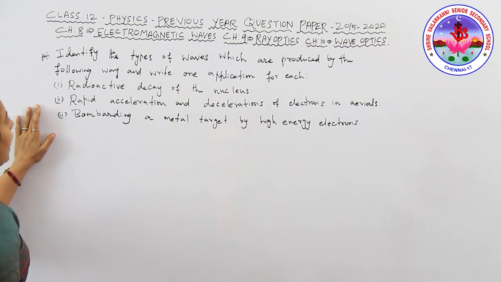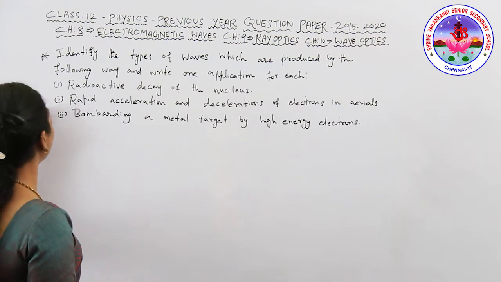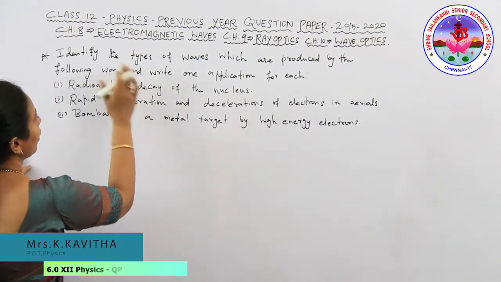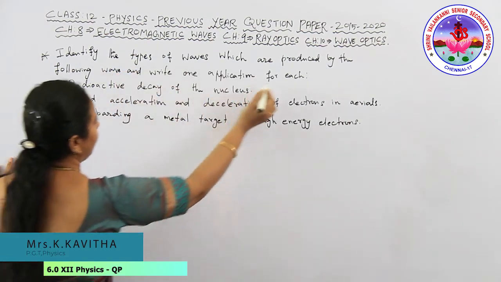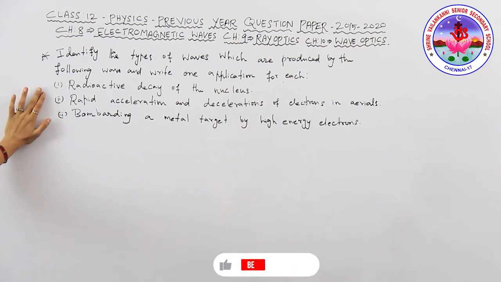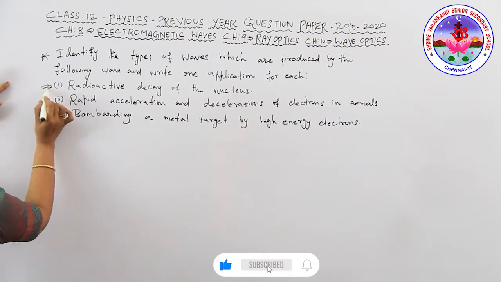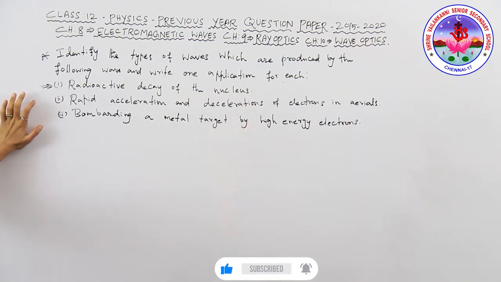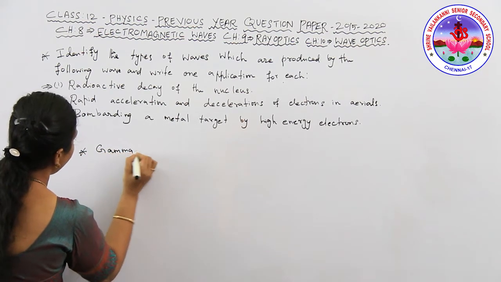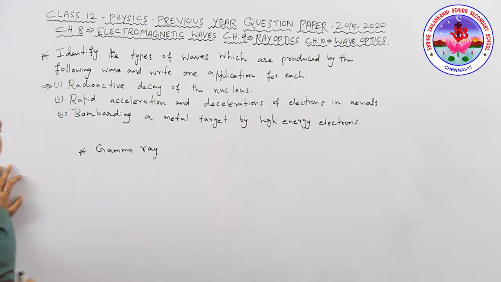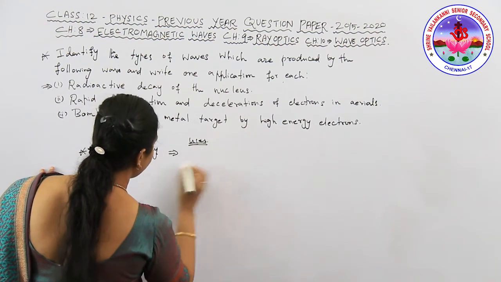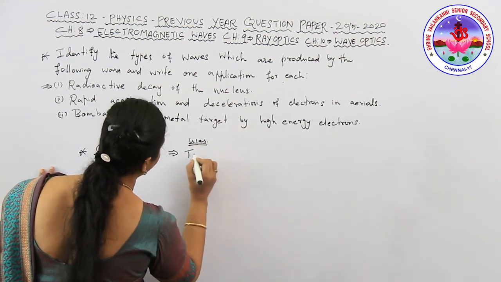Next question: identify the types of waves which are produced by the following, and write one application of each. You have to write one use, right? First, they asked about the radioactive decay of the nucleus, which produces gamma rays. The gamma ray, which is produced in radioactive decay, is used for the treatment of cancer and tumors, we can say.